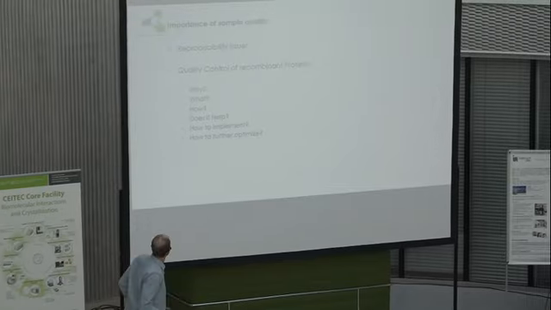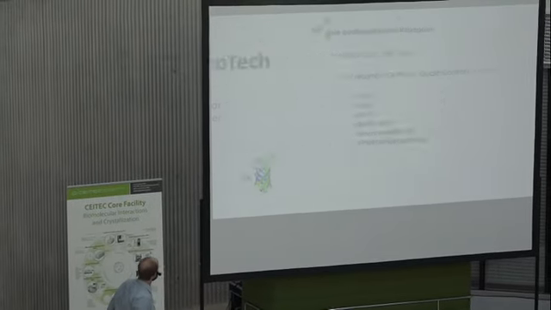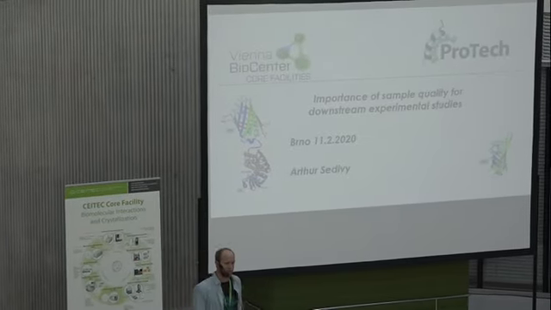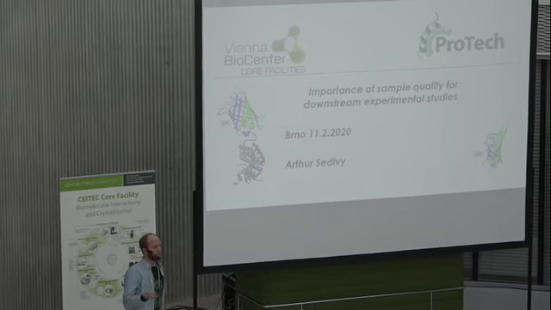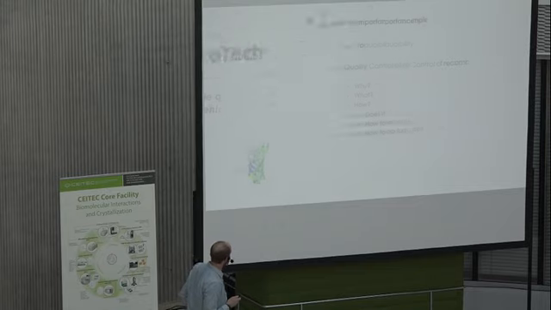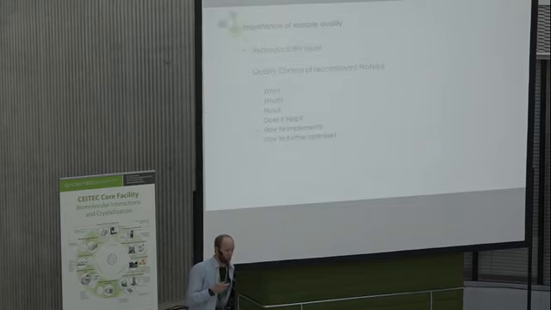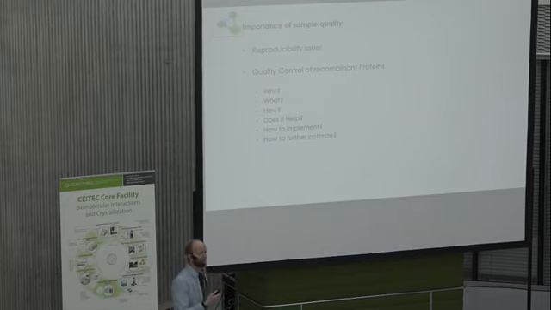I'm going to talk about the importance of sample quality control for recombinant proteins, for subsequent measurements and experimental studies. First of all, I want to give you a short introduction about the reproducibility crisis, the issue that we all face in biological sciences.